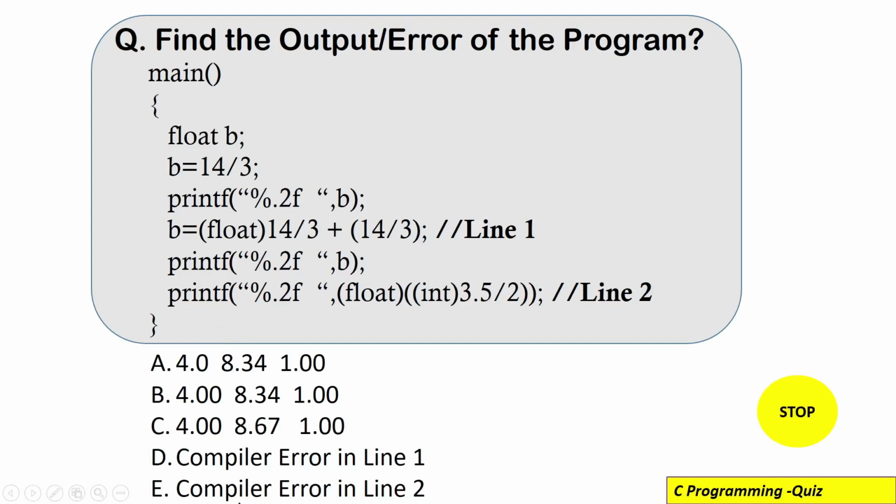So I hope you have got the answer. So the correct answer for this question is option C. That means your 4.00, 8.67 and 1.00 will come as the output after running or solving this question.